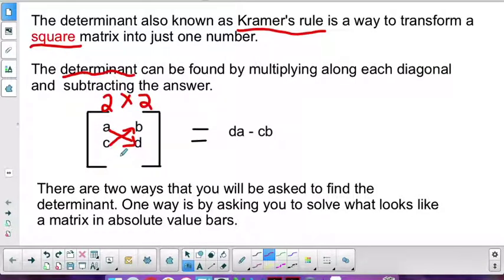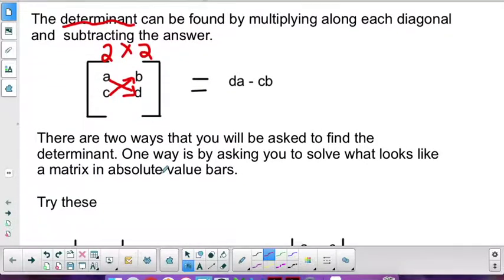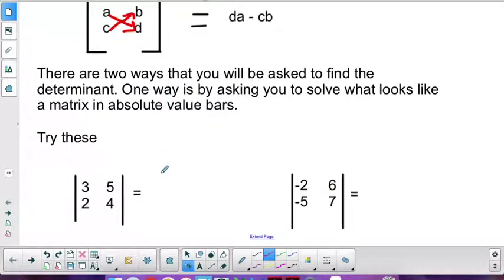Another way that you'll be told that you're looking for a determinant of a matrix is you'll be told to solve. And instead of having this normal matrix looking little bars here with the little indents, it'll look like absolute value bars instead. So it'll look like this, okay? And all you'll be told in this case is just solve. And I've seen these frequently on ACT and SAT practice books.